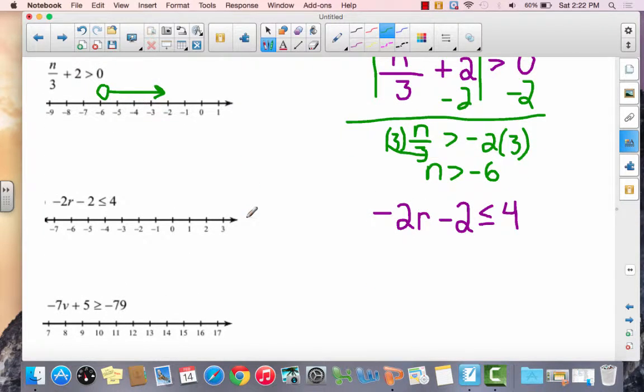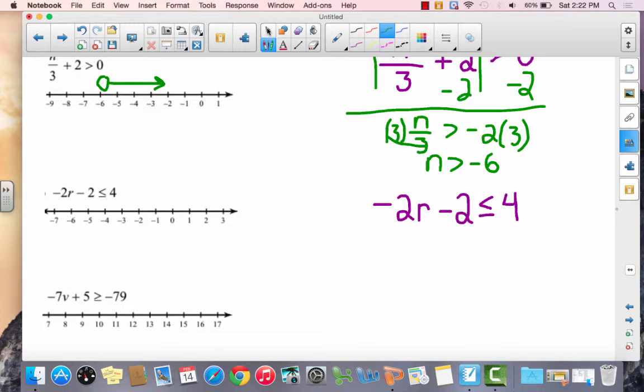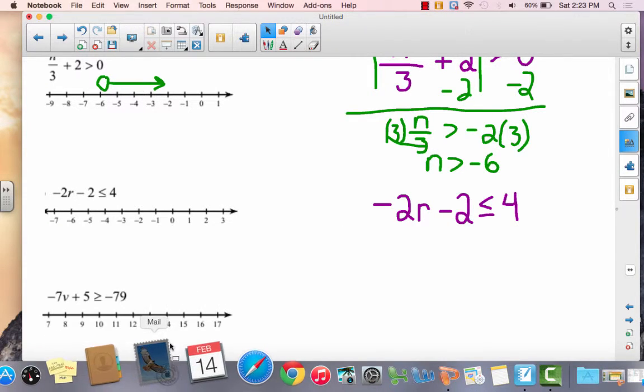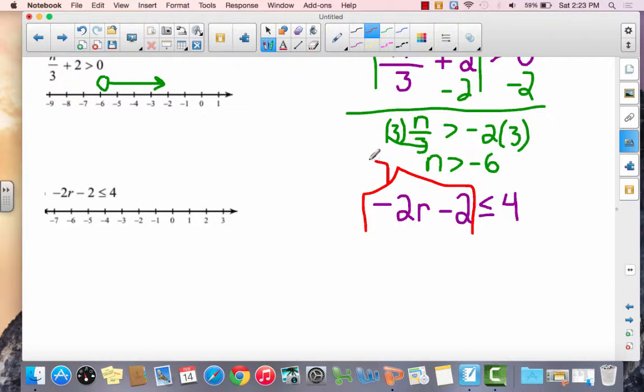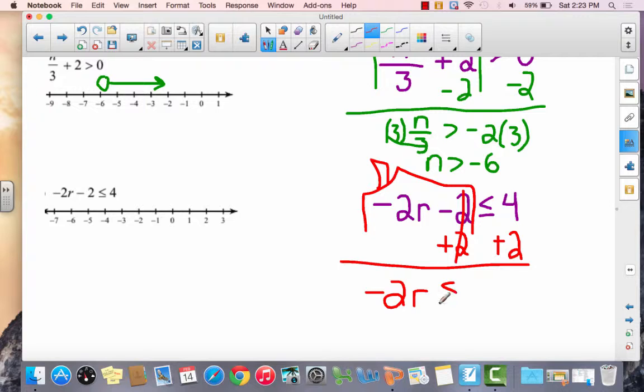Okay, and let's do one more example here. We'll get this out of the way. So -2r minus 2 is less than or equal to 4. So again, I could draw my house. Sort of a funny looking house. The -2 is here by itself, so I'm going to add 2 to get rid of it. If I add 2 on the left, I have to add 2 on the right. So after this first step, we are left with -2r is less than or equal to 6.